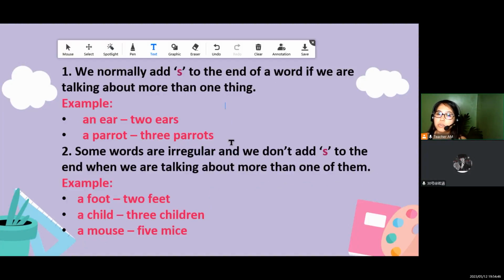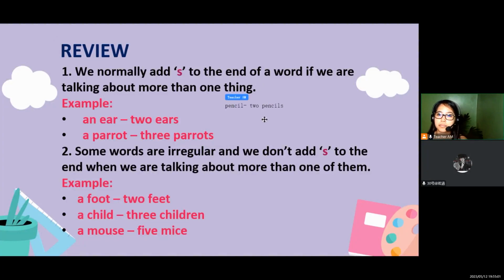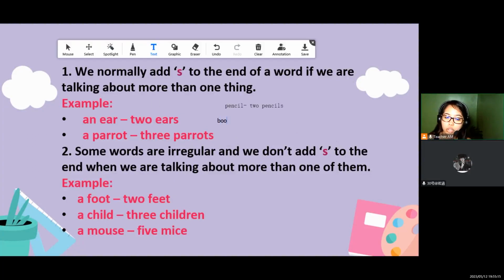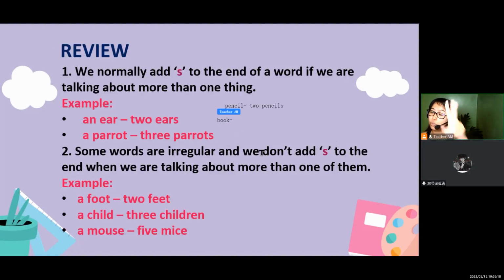So now, how about this one? Another example. Let me think. A pencil. That's gonna be two pencils. Just say pencil. Two pencils. Okay. Next, Hans, we have here book. Okay, that's gonna be two books. Okay, so for this one Hans, do you have any question? No.